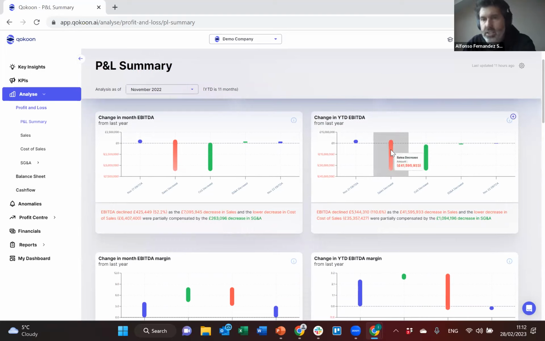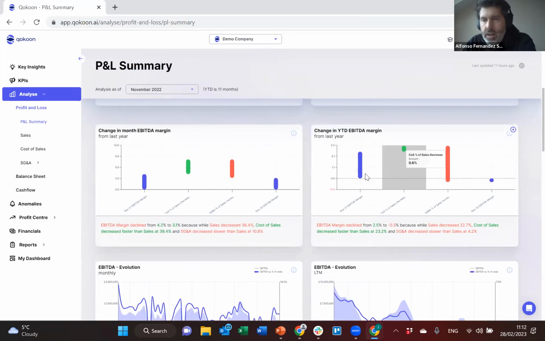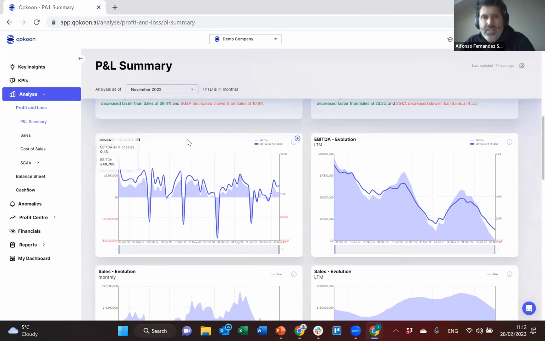Basically, you see that the big factor is your sales decline, okay? And you saw the savings on overheads here a little bit. And we also explain why your EBITDA margin changed from 2.5 to minus 0.3. You see the bigger effect is your selling, general and administrative. Again, we quantify the effect it's had on EBITDA margin. It's declined the margin.